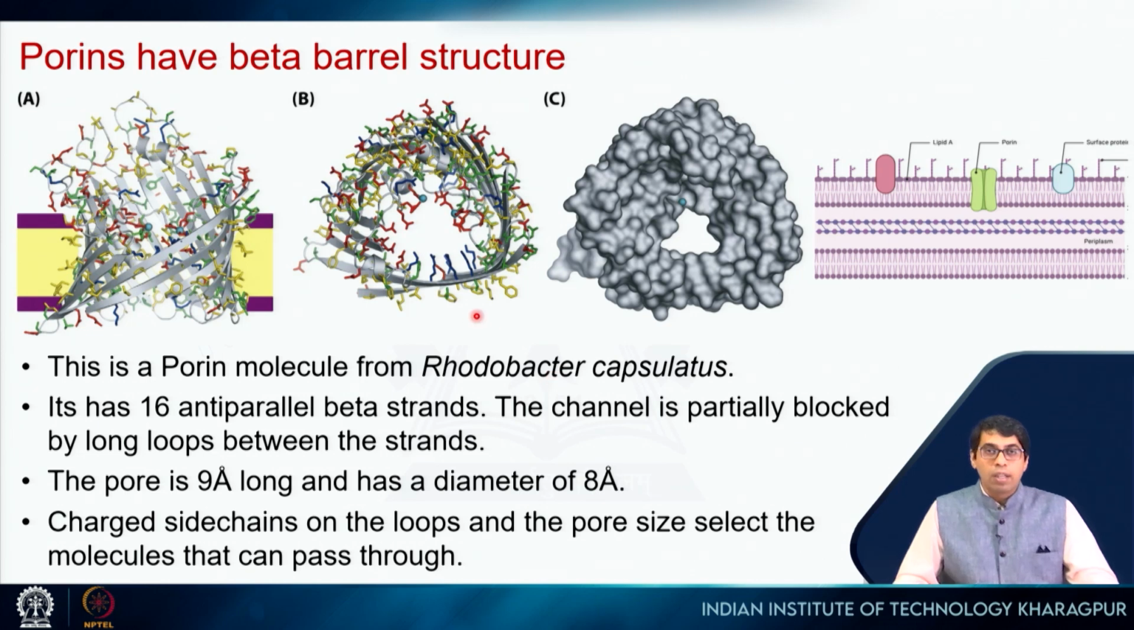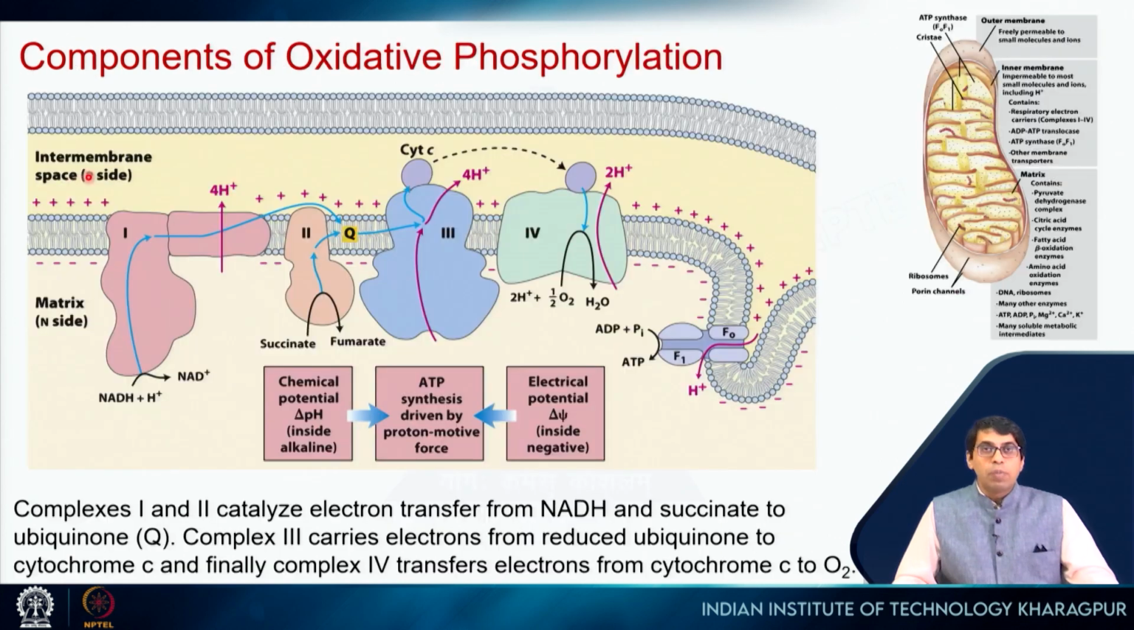This is just a reference back to porins, which I have discussed earlier. So, this is the membrane and you have these porins. These are membrane bound proteins and they have a very large diameter so that they can allow molecules of certain size to pass through. Now let us look at the components of oxidative phosphorylation.